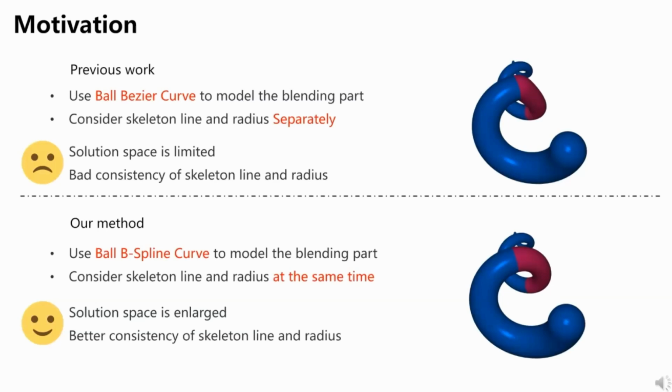The figure on the right shows the comparison between the set of the previous methods and our method. You can see that there is a relatively big difference in the right blending part, and the blending part obtained by the previous method is less natural.